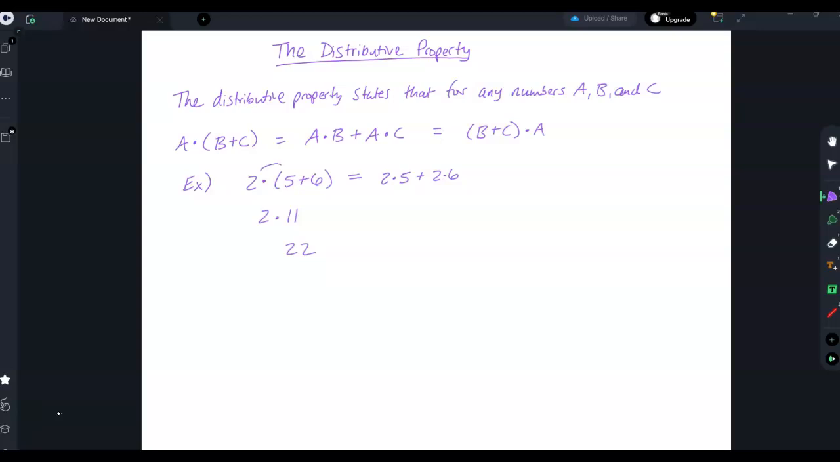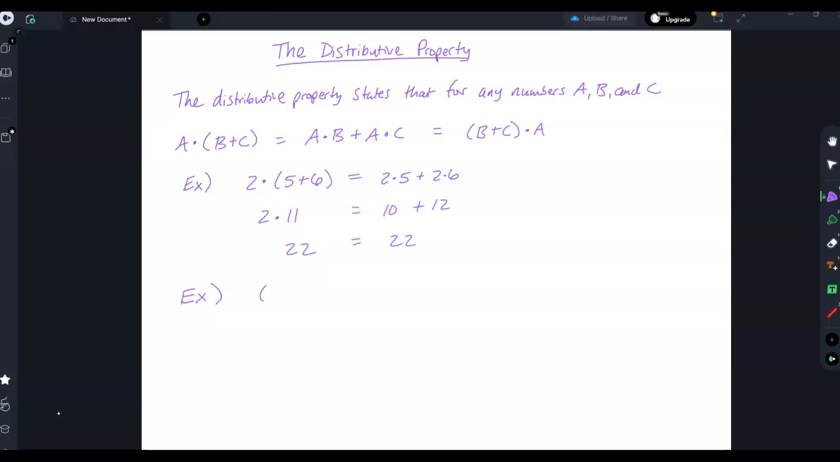Versus if I actually use the distributive property and multiply both of these by 2, now I've got 2 times 5, which is 10, and 2 times 6, which is 12. Well, if I add those together, I get 22. So this just proves, at least for this example, but this would work for technically any numbers, that these two things are equal no matter how you go about calculating those.